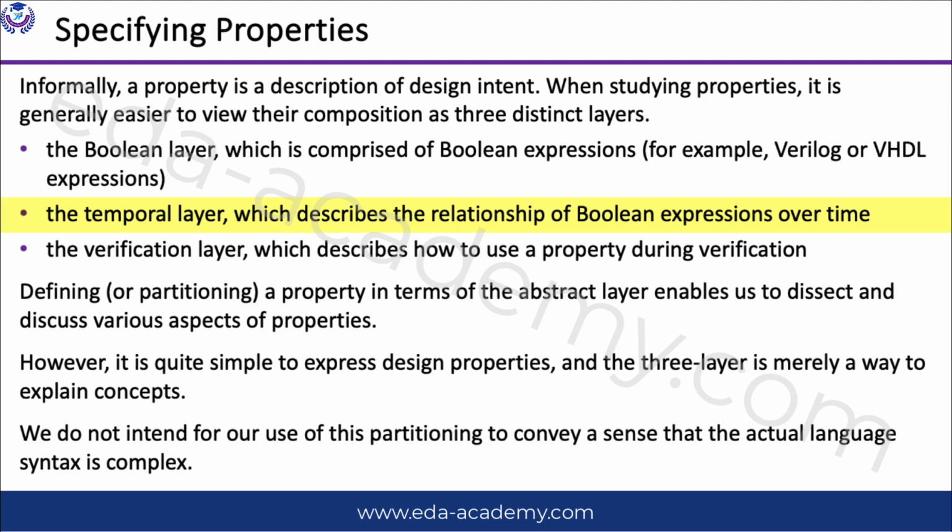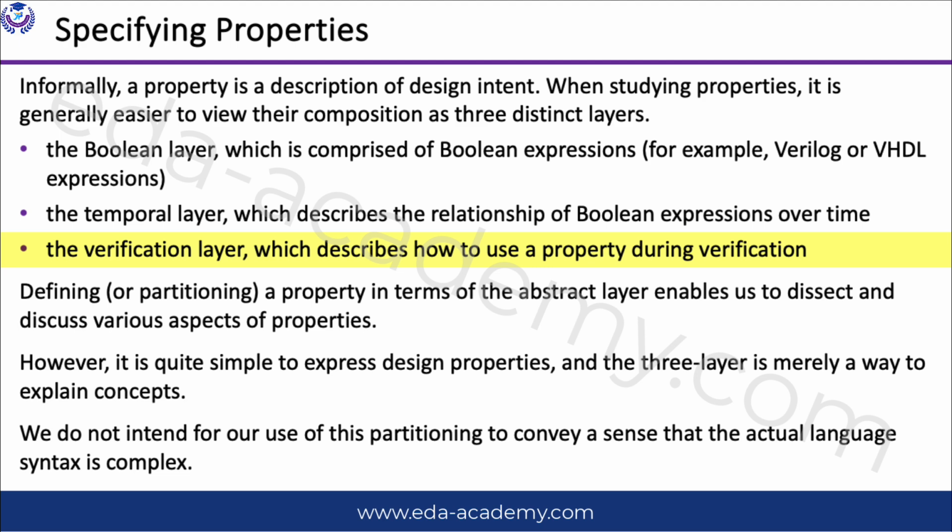The second is the temporal layer, which describes the relationship of Boolean expressions over time. A property's temporal layer permits us to describe the Boolean expressions' relationships to each other over time. Thus, all time ambiguities associated with a property are removed.